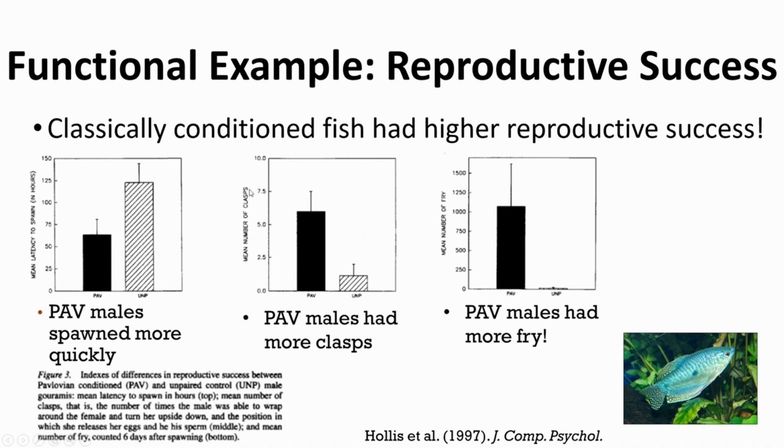If we look at behaviors like clasps, so again, mating behaviors, there were more mating behaviors in the learning group than in the control group. And even if we look directly at the number of offspring that they had from this encounter, the experimental group ended up having many, many more offspring than our control group did. So we have evidence of direct benefits to fitness from this classically conditioned association. Now, this study was super important because it was the first real evidence of reproductive benefits that came directly from classical conditioning, which is really, really cool.